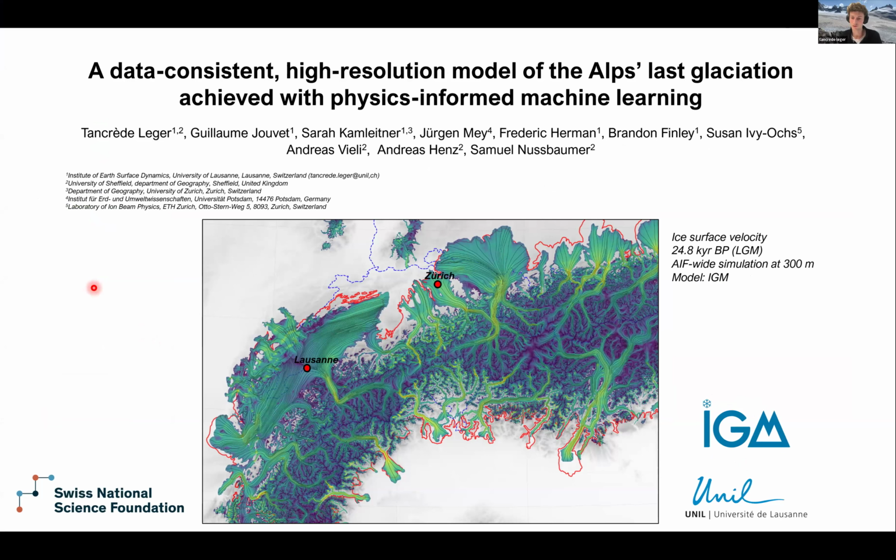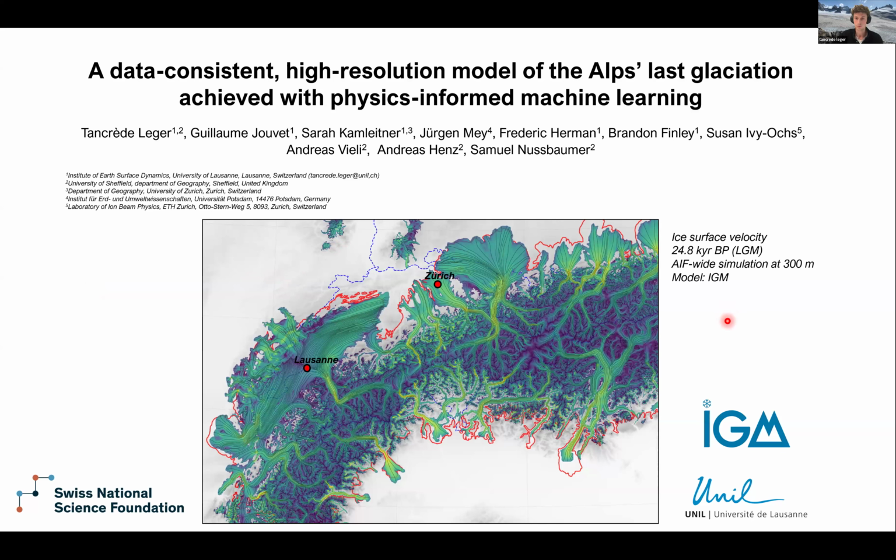My name is Tancrède. I'm a postdoctorate at the University of Lausanne, working with Guillaume Jouvet and this team of co-authors you can see here. And today I'll present work I've been doing for the past 6 months, which is about modeling the Alpine Ice Field in the European Alps using a new model called IGM, which uses physics-informed machine learning and tries to be more data consistent, basically. As a small teaser, here is a map of ice surface velocity modeled by IGM during the LGM, about 25,000 years ago, at 300-meter resolution.